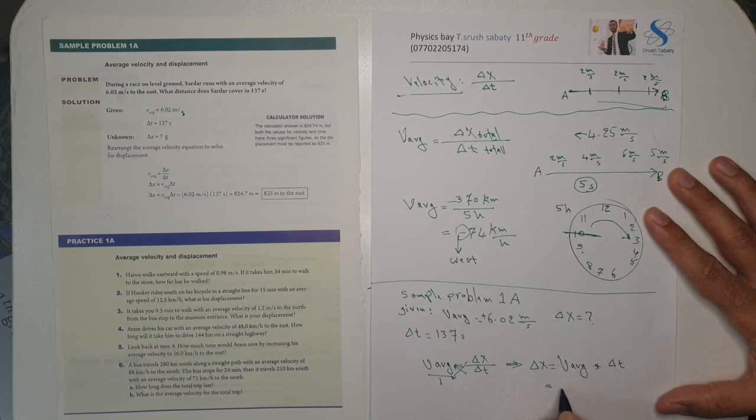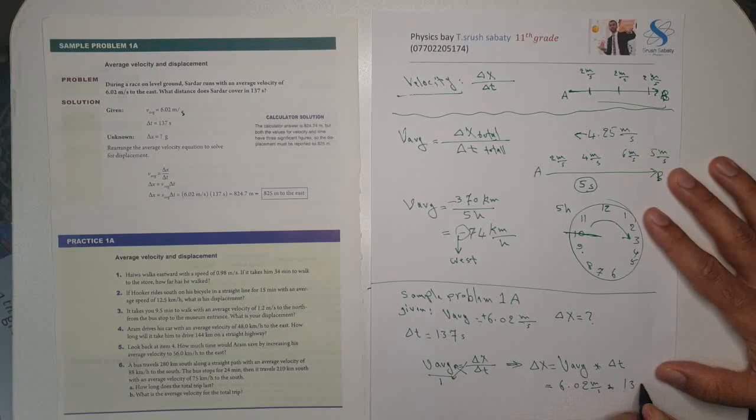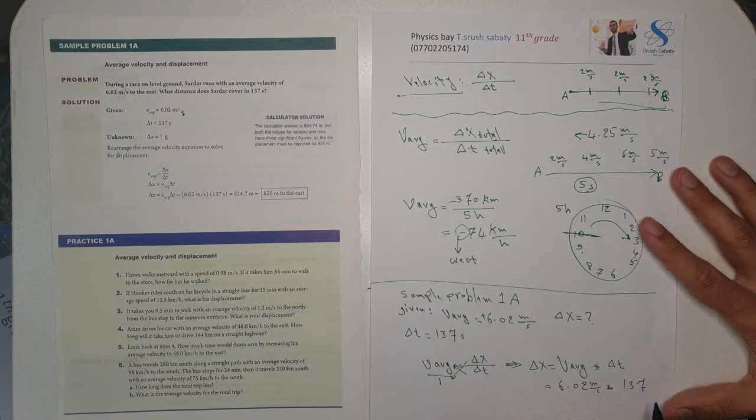What is the V average? It is equal to 6.02 meter per second multiplied by delta t, 137. So the result will be 824.7 meter. Okay, or approximately we can say 825 meter, but to where?